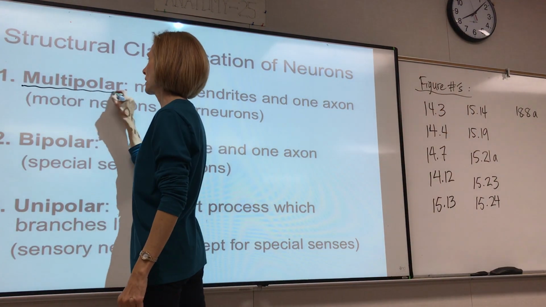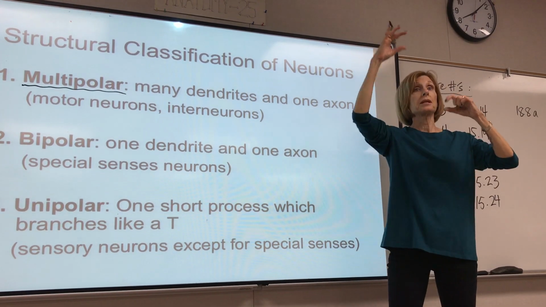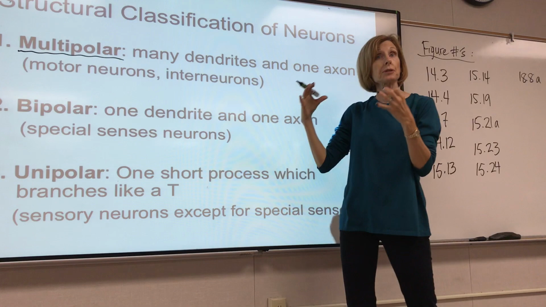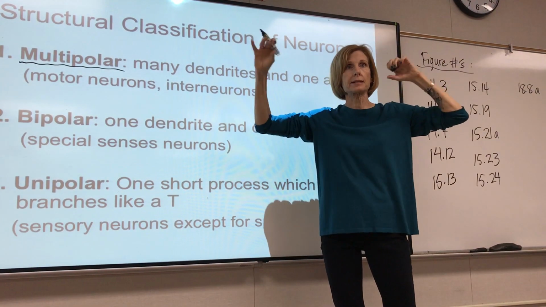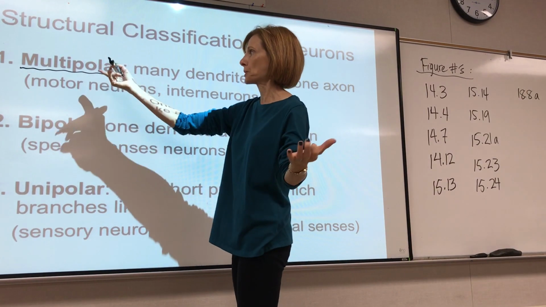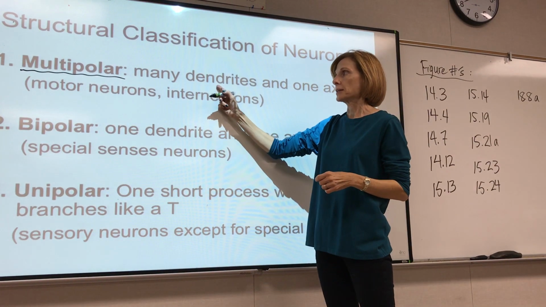They are called multipolar. Multipolar means they have many processes attached to the cell body. Neurons are named after those processes that stick out from the cell body. Okay, so multi, of course, meaning many. These, remember, had many dendrites.